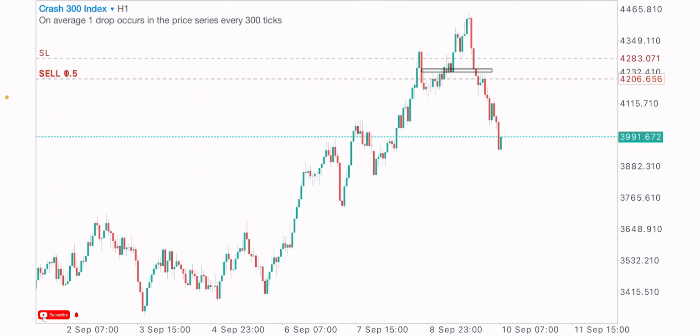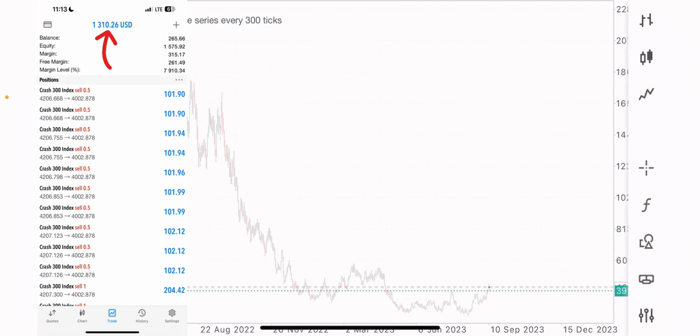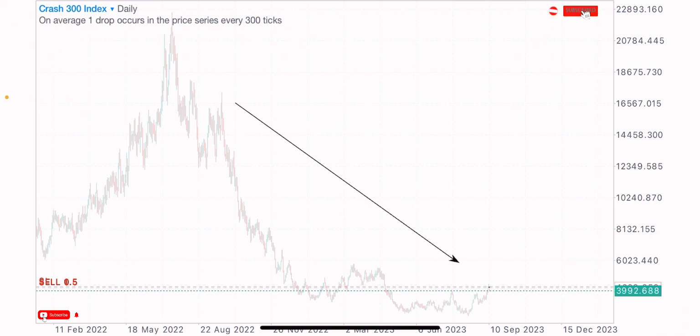I do emphasize key levels and the power of key levels. So I took a set trade on Crash Challenges Index using this simple market approach. I went to the daily time frame and saw the overall market direction. The market went to the downside, creating lower highs and lower lows. That's the first thing I take note of whenever I'm looking for trade opportunities.